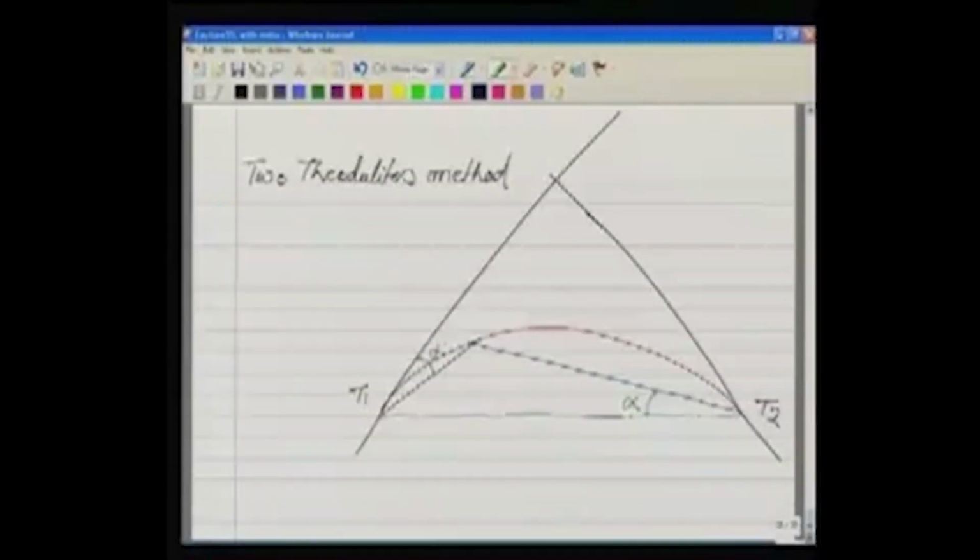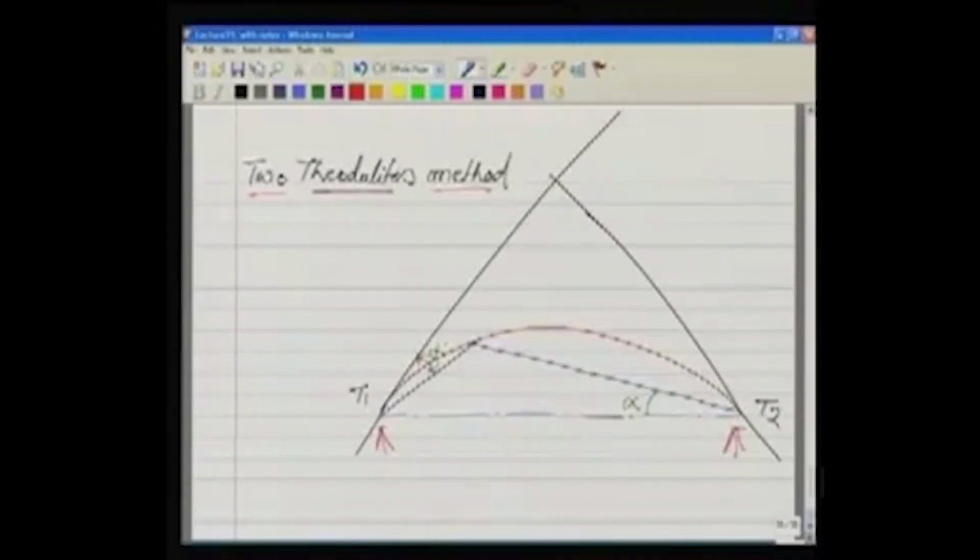There is one more method which we say as two theodolite method. Now in this case, this is very easy, or rather very fast method we can say. We put a theodolite at point T1, also at point T2. We know the characteristics of a circle, and by making use of that characteristics, what we do, if I set an angle alpha here from the back tangent, so I am looking now, my line of sight is in this direction. So my theodolite is at T1, and that's my line of sight.